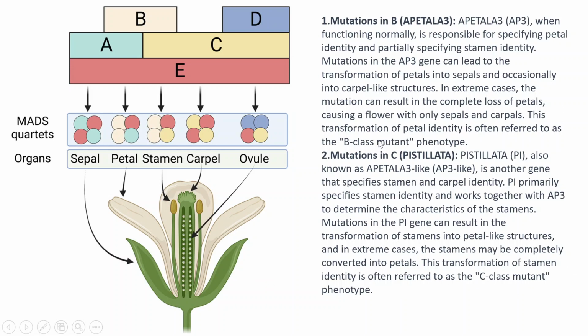So we understood B class and C class mutant. Now in the question we had B and C mutation simultaneously. Now if we have no B and no C, then A will prevail everywhere and we'll have everything converted into sepal. Even this will not form the ovule, because to form the ovule we need D, C as well as E. Now there is no B and C, the A will prevail.